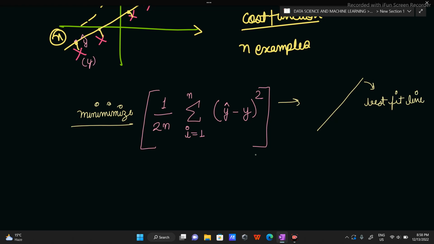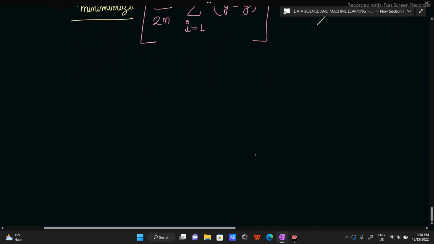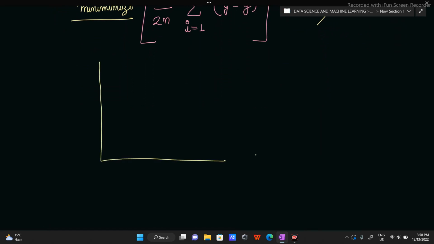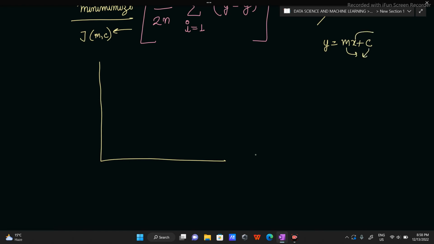Till now it must be clear to you, but how am I going to minimize it? Let's say this cost function is called J of m and c, because the line was y equal to mx plus c, and now J is dependent on m and c. See, m and c are constants, so I can actually alter the values of these.